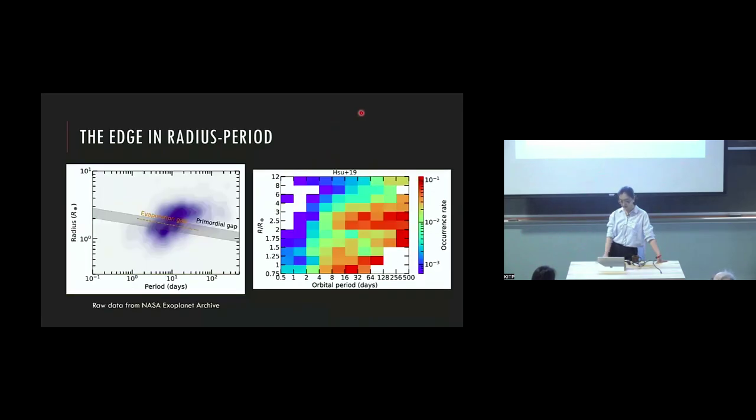Now, in radius-period space, there are multiple edges that appear. The most famous one that most people like to talk about is the radius gap. It's a bit hard to see here. On the left, what you're seeing is the raw data, so no correction for detection biases. On the right is the same plot, but now corrected for the detection biases. And there is a clear gap that is separating the sub-Neptunes from the rocky super-Earths.